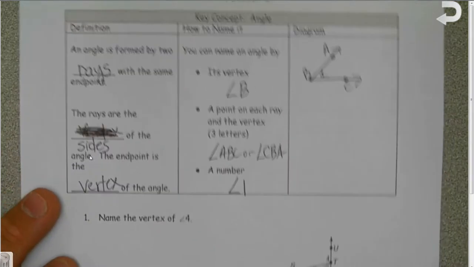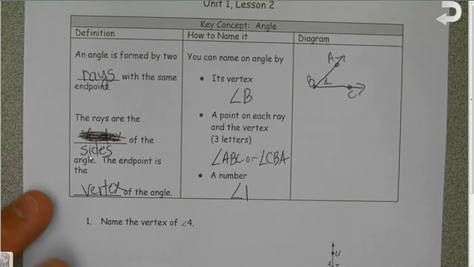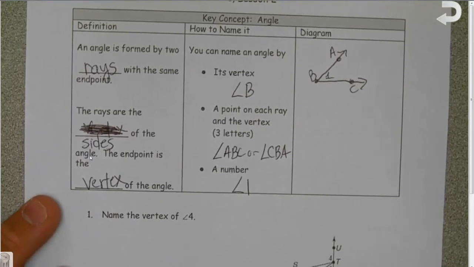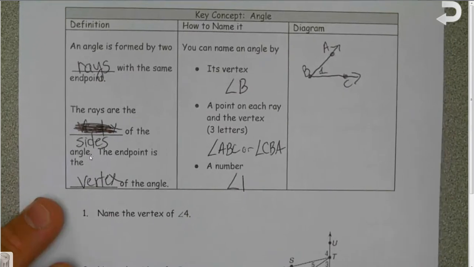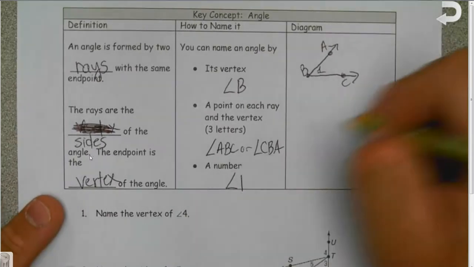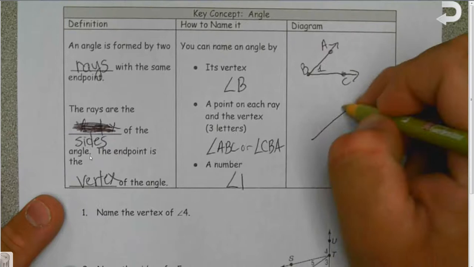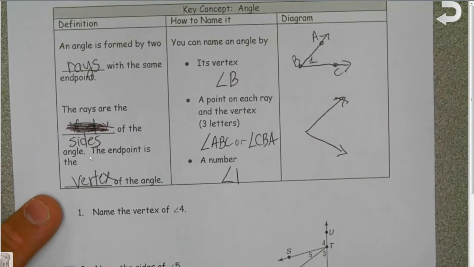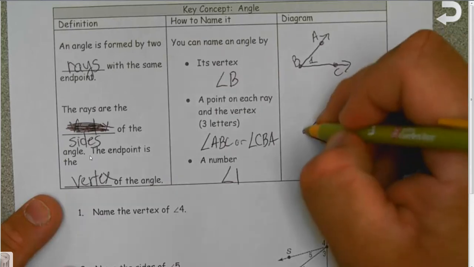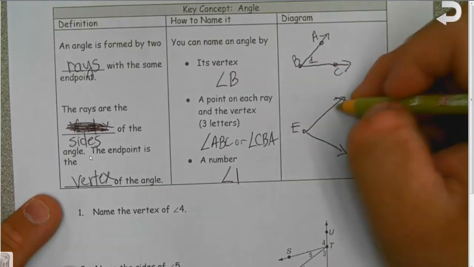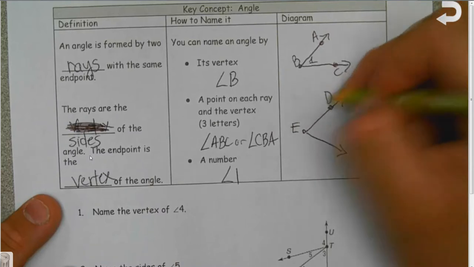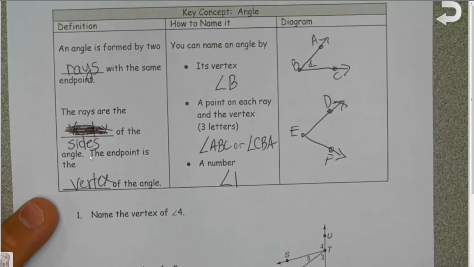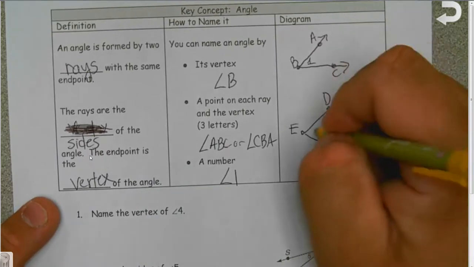So I want you guys to create another angle and label it angle DEF. And then also number it angle 2. If my angle is going to be DEF, the vertex has to be E, and the sides are ED and EF. Angle DEF. And then this is angle 2.